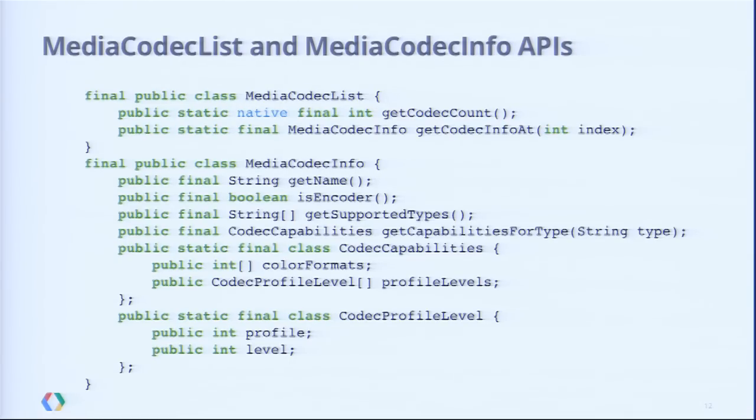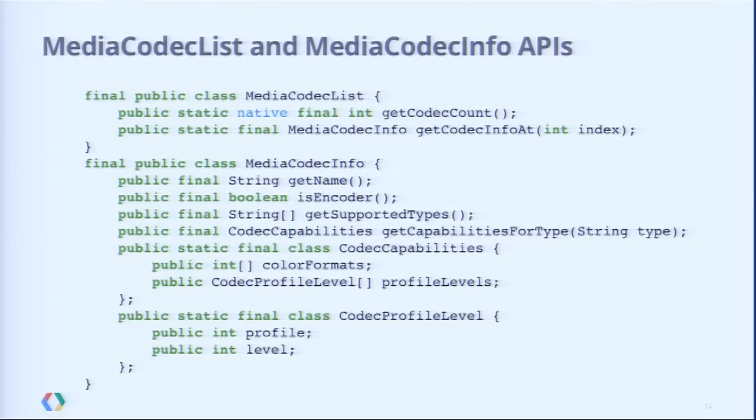For media codec list, it's very simple. There are only two public APIs you can call. The first one, the get codec count method, lets you find out the total number of available codecs on an Android device. The second method is get codec info at, which allows you to find out the detailed capabilities of a specific media codec. So you need to use the new API, media codec info, in order to find out the detailed capabilities of a media codec.